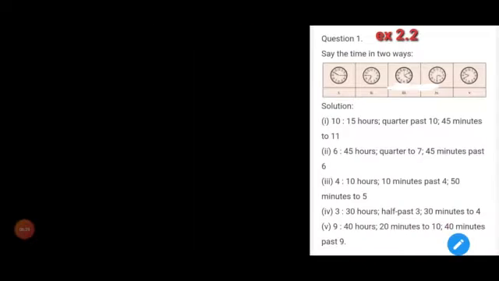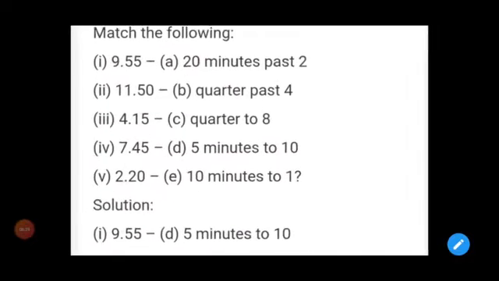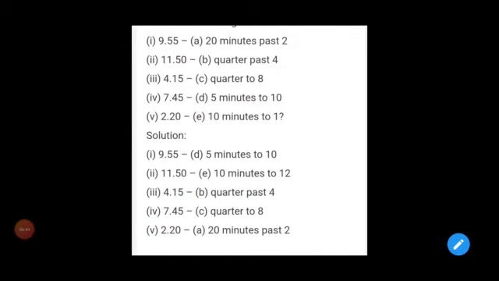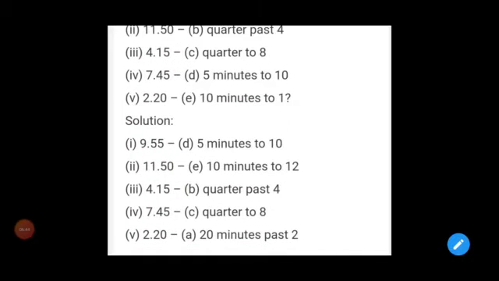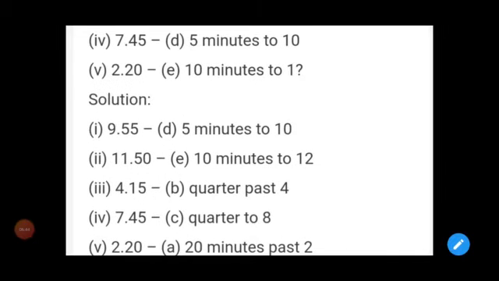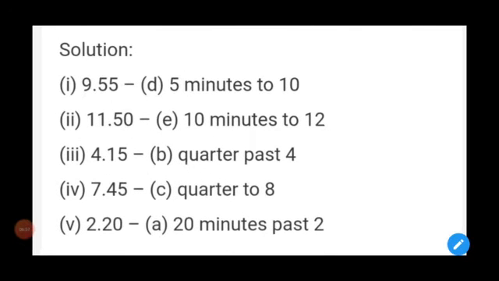Okay. So next, question number 2, match the following. So I will show the answer. 9:55 means 5 minutes to 10. 11:50, 10 minutes to 12. 4:15, quarter past 4. 7:45, quarter to 8. Next, 2:20, 20 minutes past 2. Okay.